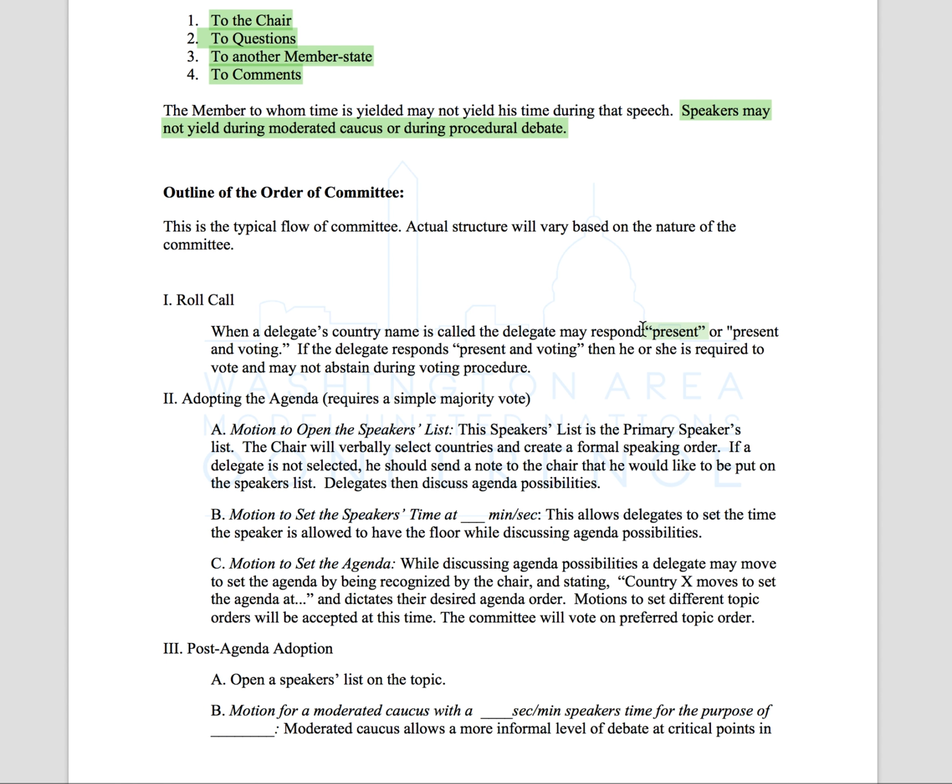I think saying present makes more sense because you might as well not limit your options, and I think that's a good idea. I mean, if you really want to, you can say present and voting, but I don't see the purpose in that really.